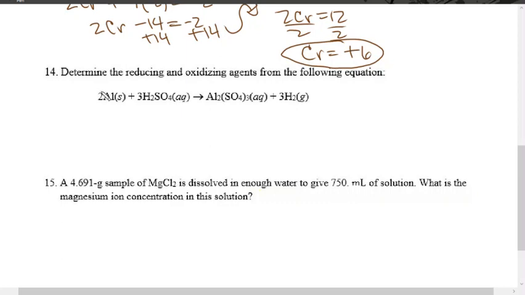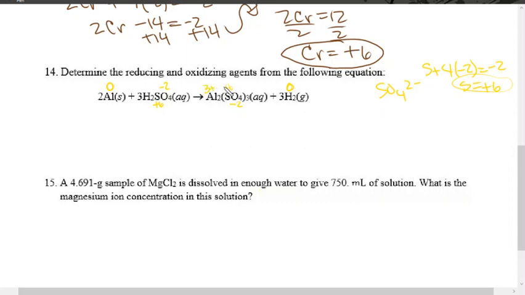Anything in its normal, elemental state is going to have a 0, so these two are going to have 0. We know oxygen is going to have negative 2. And we know sulfate is SO4 2 minus, so sulfur plus 4 times negative 2 equals negative 2. Sulfur is going to have a positive 6. And it's going to have the same thing over here, minus 2.